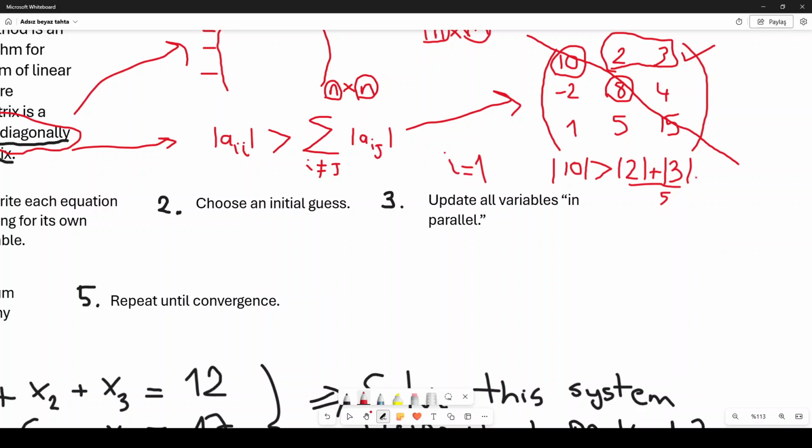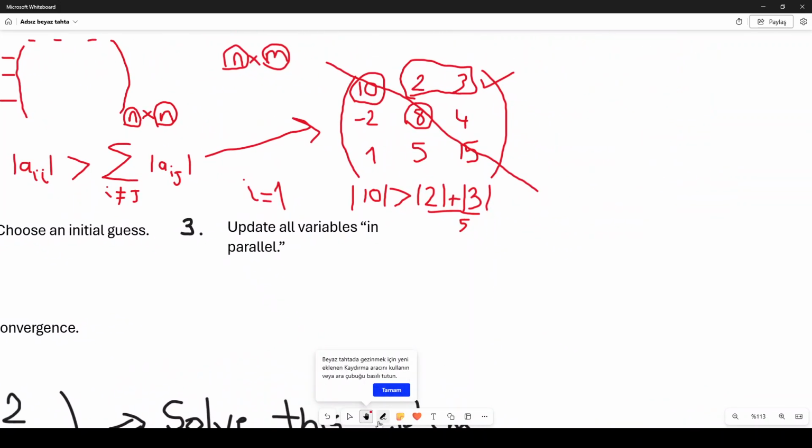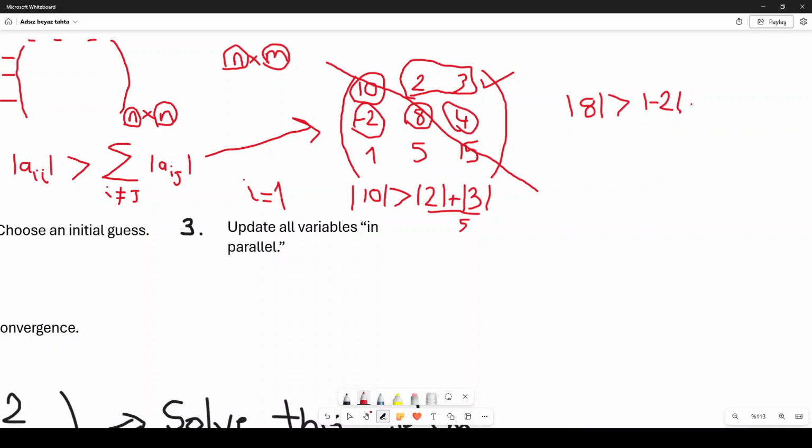So for the second row, I check the same property. Let's see whether or not it's satisfied. Now the value of i is equal to 2. So I check to see if 8 is greater than, in the second row, besides the value 8, we have -2 and we have 4. So the absolute value of -2 plus the absolute value of 4.